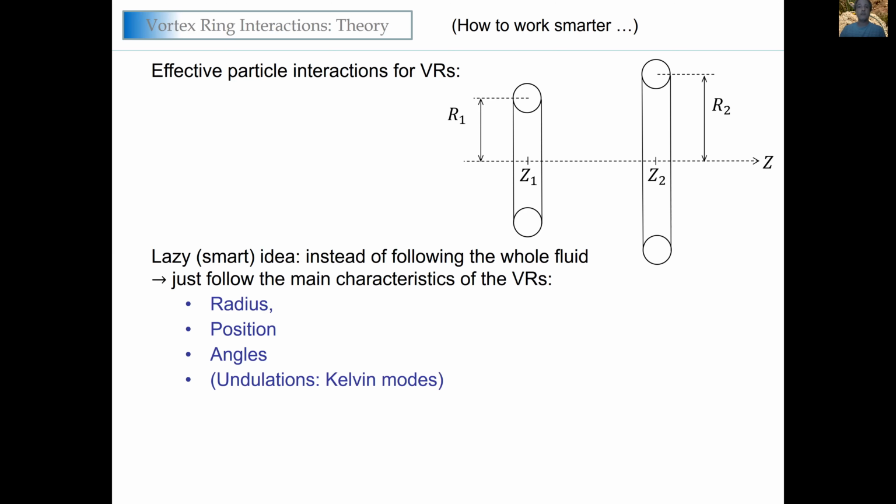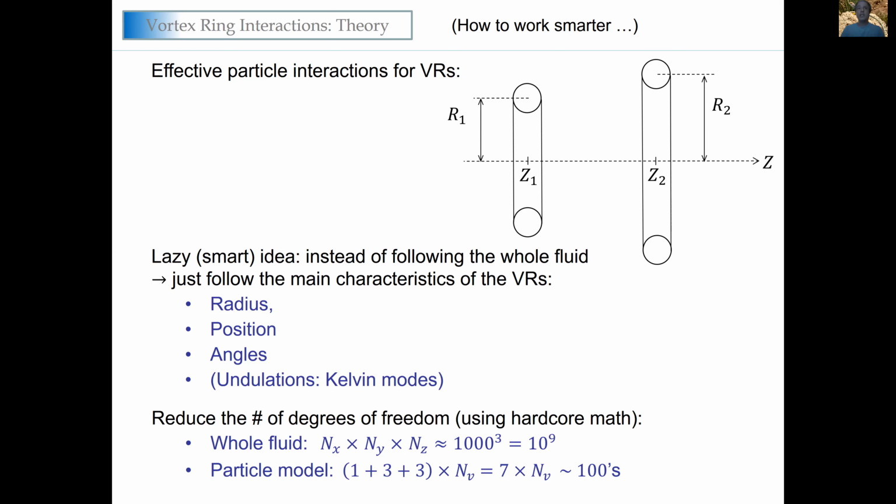In this case, radius, position, angles, or if you want to get funky and fancy, you can do undulations like Kelvin modes as well. So if you try to do the whole fluid and you want to do integration of your fluid, then you need to do this discretization. In this discretization, we are going to be using hundreds or thousands by 1,000 by 1,000. So we're going to use 1,000 cube nodes.